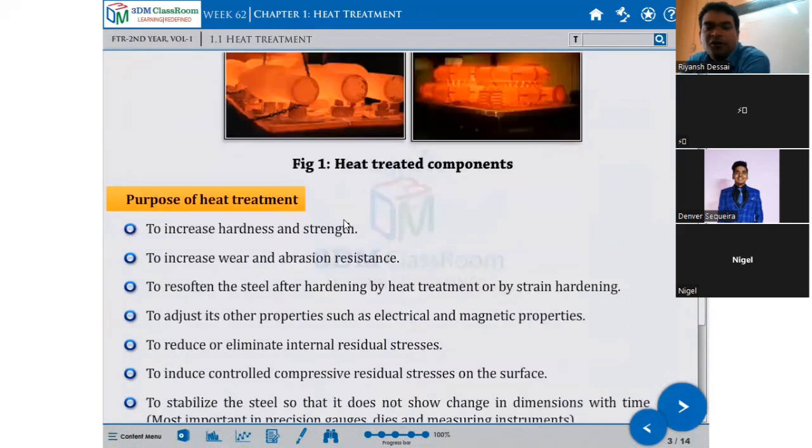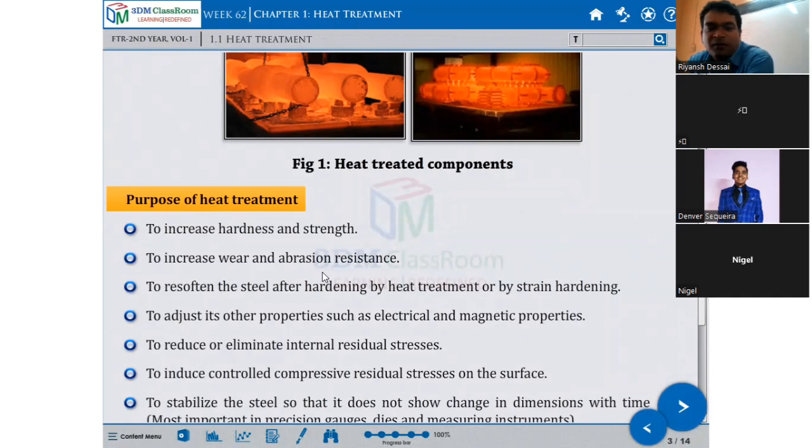So the purpose of heat treatment: basically we do this heat treatment process to increase the hardness and strength, and to increase the wear and abrasion resistance. This is very important, wear and abrasion resistance. Due to friction there is heat produced, which increases roughness, changes the dimension, and causes scratches, so abrasion is a concern.